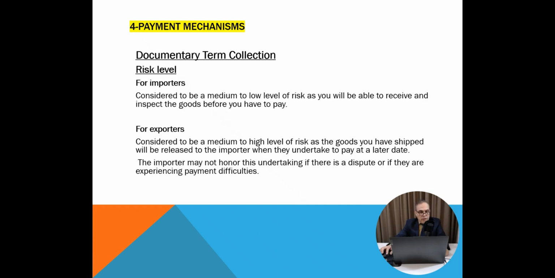The risk level for importers in documentary term collection is considered to be medium to low level of risk, as you will be able to receive and inspect the goods before you have to pay. The risk level for exporters is considered to be a medium to high level risk, as the goods you have shipped will be released to the importer when they undertake to pay at a later date. The importer may not honor this undertaking if there is a dispute or if they are experiencing payment difficulties.